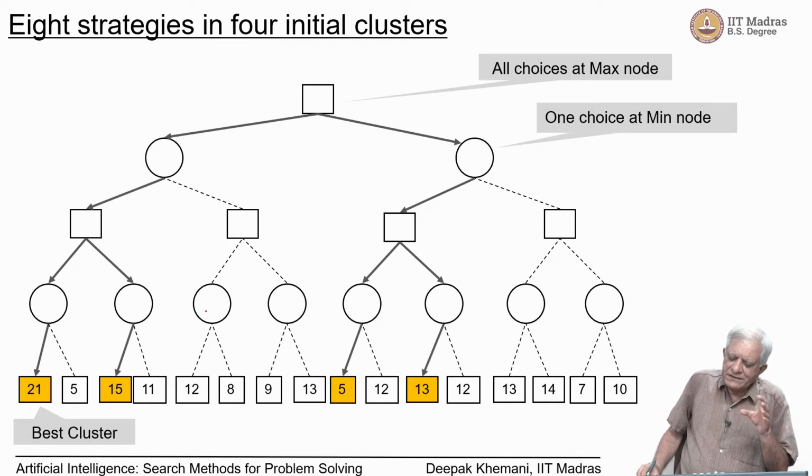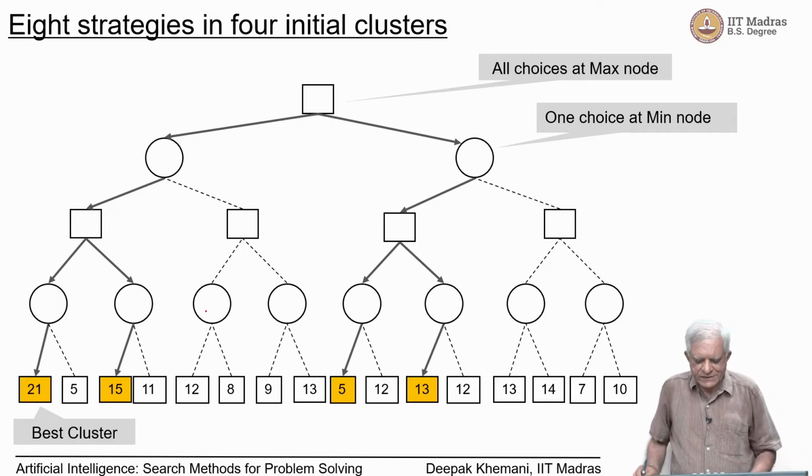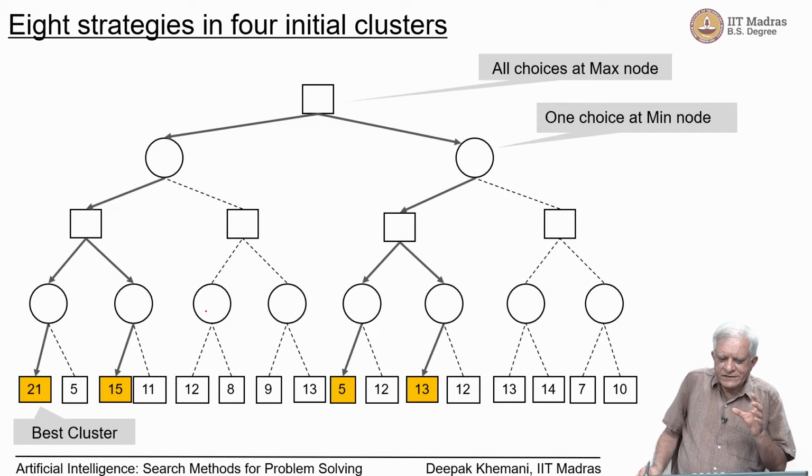Remember that we had observed that this particular game tree has 8 strategies, and then we saw that one cluster which was represented by 15 covered 2 strategies. So, you can see that these 4 leaves will cover all the 8 strategies. Each leaf will account for 2 strategies. Now, what the best first search algorithm, or the SSS* algorithm, does is it takes the best cluster and refines that. In general, that is the strategy that we follow in this search algorithm.